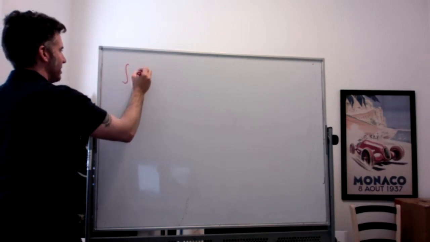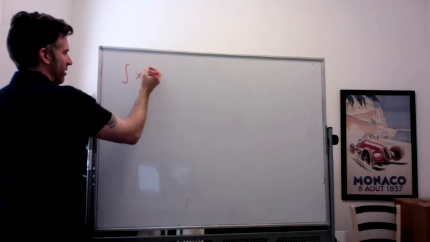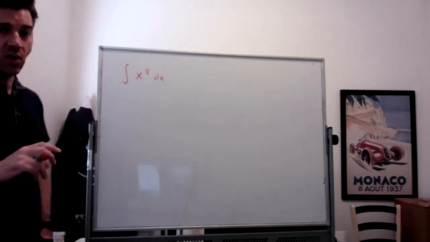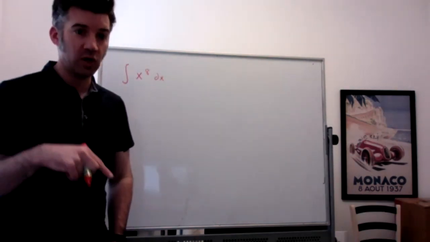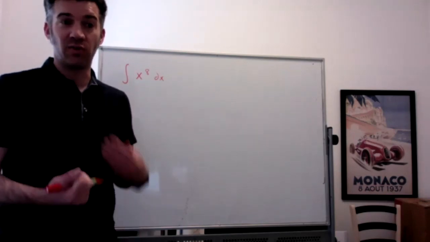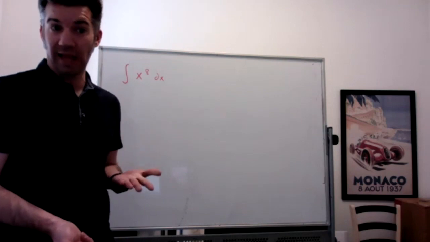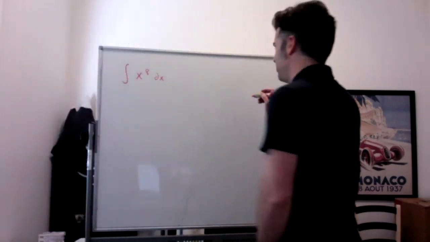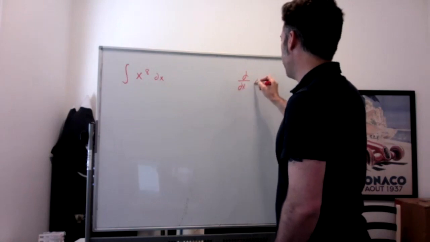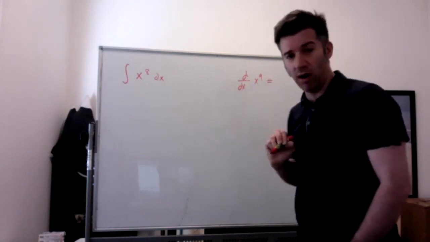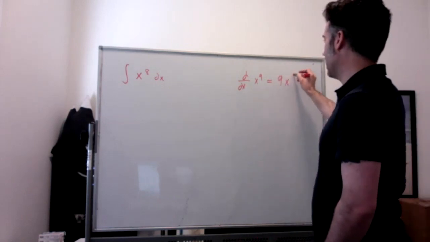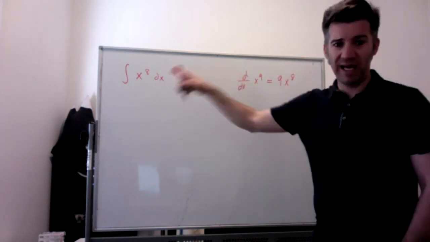I want to find the antiderivative of, let's say, x to the 8th. So I'm looking for a function whose derivative is x to the 8th. Well, we know when we take derivatives, the power becomes 1 less. So I'm probably looking for something like x to the 9th. But the derivative of x to the 9th is not quite what I want. The derivative of x to the 9th is 9x to the 8th. And I really just want x to the 8th.